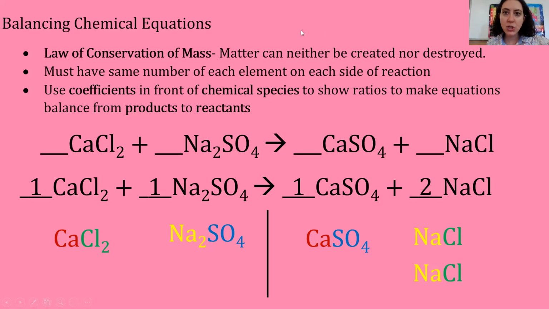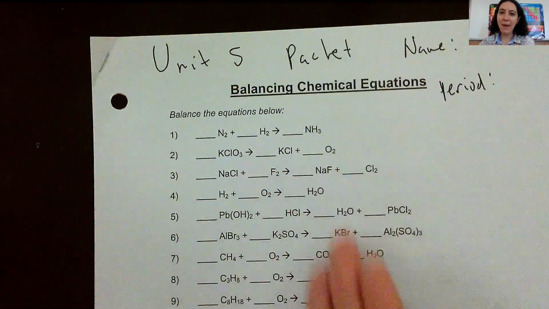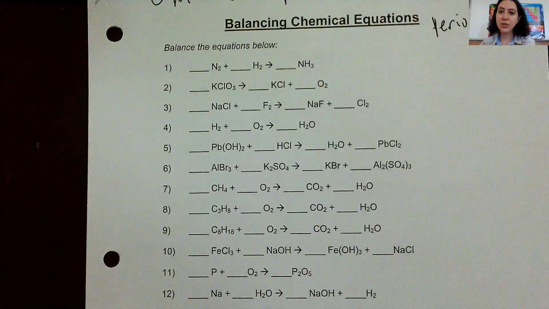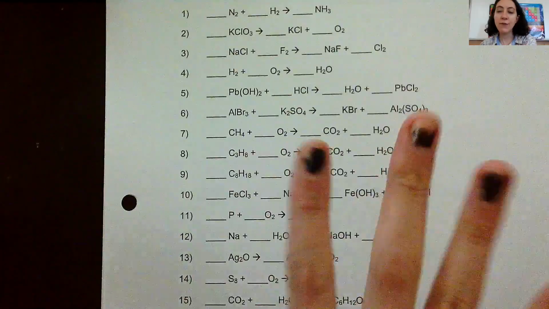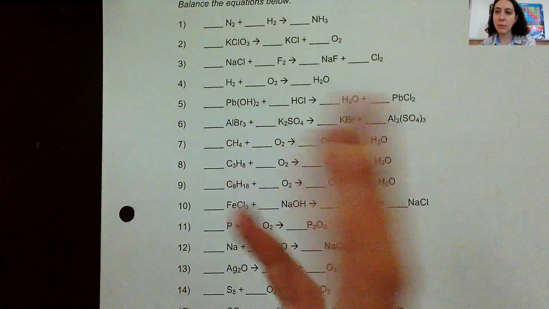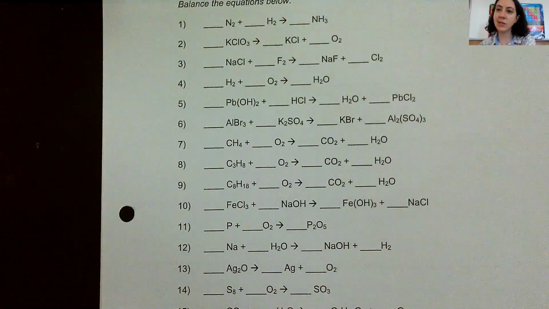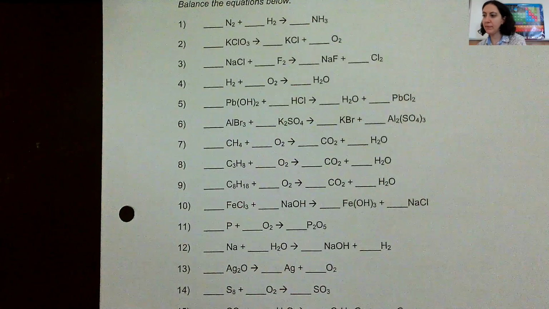So let me show you what that will look like for you. You all are now able to do the first page of your unit packet. This is all balancing chemical equations. So your job is just to put numbers in all these blank spots. If you want to put a 1 to represent only one, that's fine. If you want to leave it blank, that's also fine. I have a habit of leaving it blank, but you might want to put numbers in. It's kind of up to you.